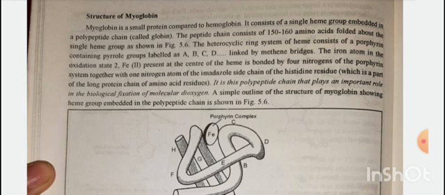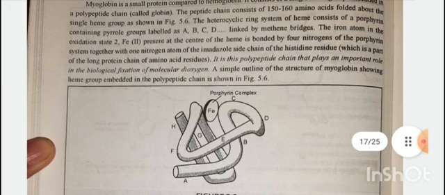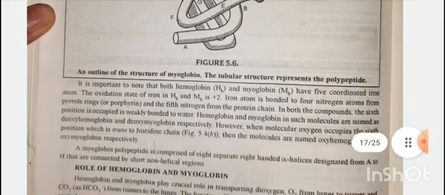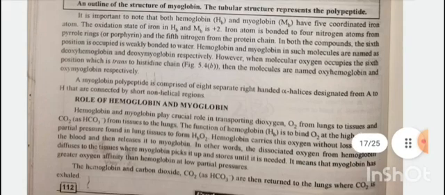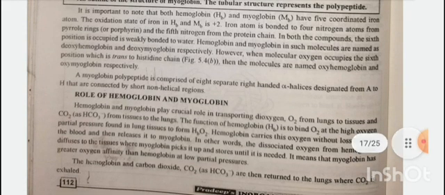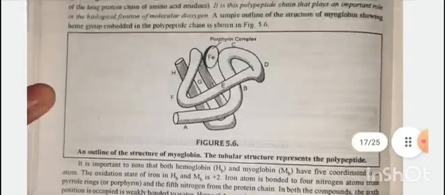A simple outline of the structure of myoglobin is shown. Heme group embedded in polypeptide chain is shown in figure 5.6. It is important to note that both hemoglobin and myoglobin have a five-coordinated iron atom. The oxidation state of iron in hemoglobin and myoglobin is +2.